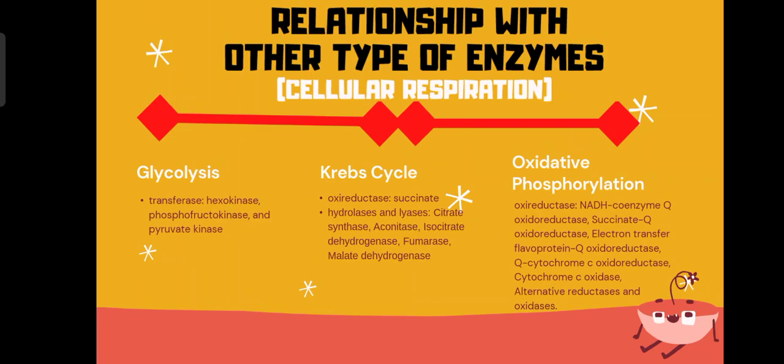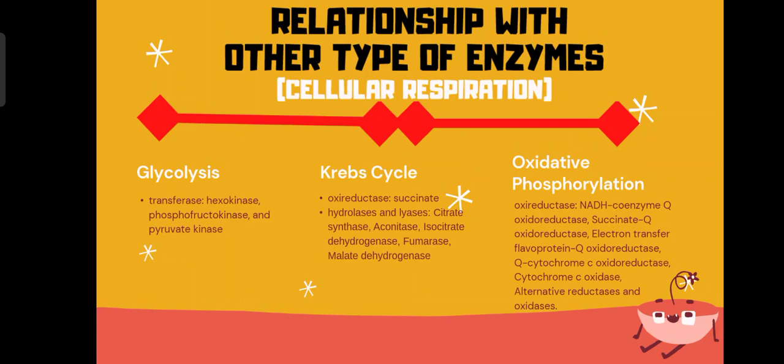oxidoreductases, lyases, and hydrolases. The 3 stages are as follows: glycolysis, Krebs cycle, and oxidative phosphorylation. In glycolysis, transferases such as hexokinase, phosphofructokinase, and pyruvate kinase are used to break down glucose much faster.